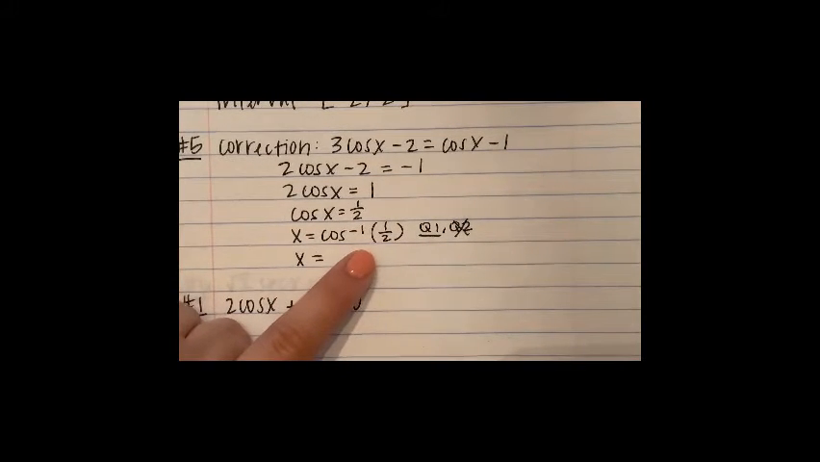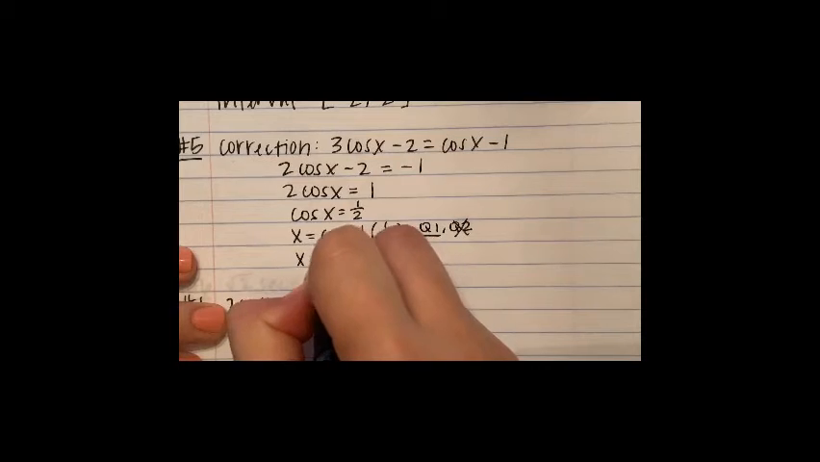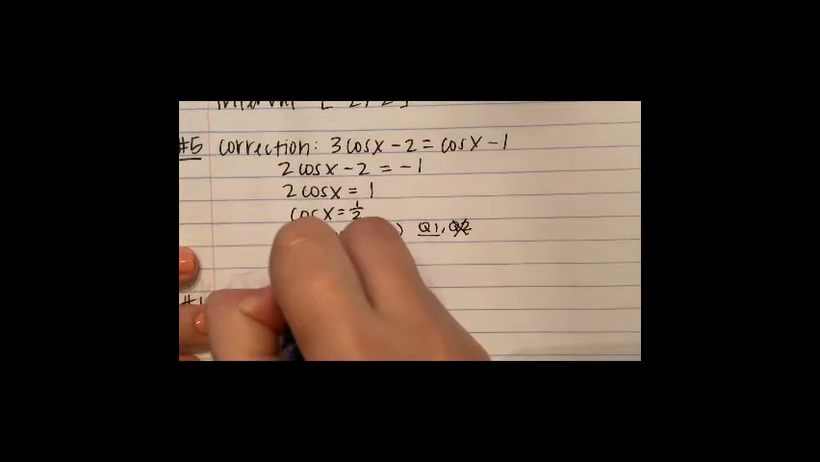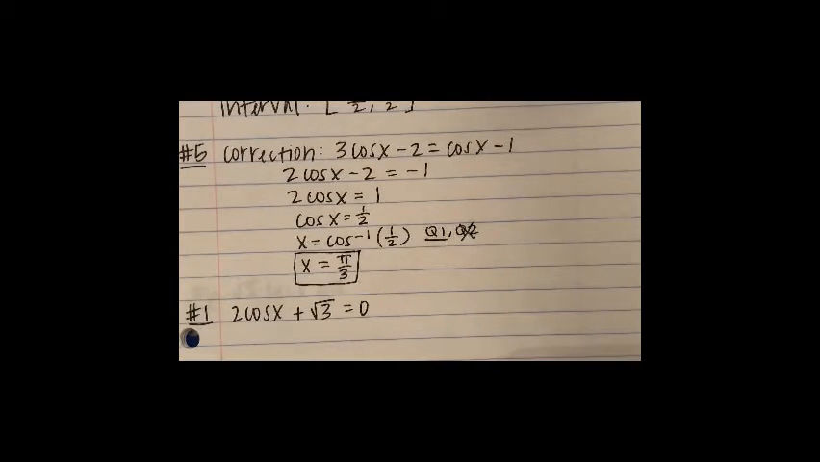Okay, so let's all look in quadrant 1 for where the cosine is 1/2. Remember, cosine means x value, so where is the x value 1/2 in the first quadrant? That happens at pi over 3. So this is our answer. And that's how solving works.